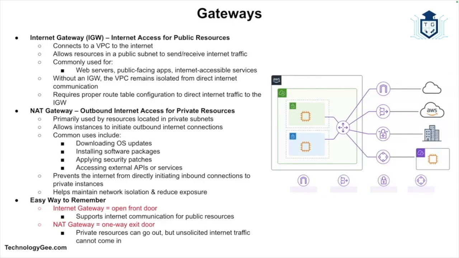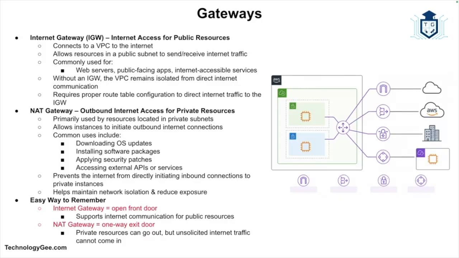Now let's talk about how your VPC communicates with the outside world. And the most important components here are the Internet Gateway and the NAT Gateway. So an Internet Gateway allows resources in a public subnet to communicate with the internet.